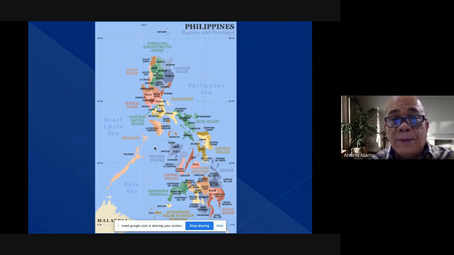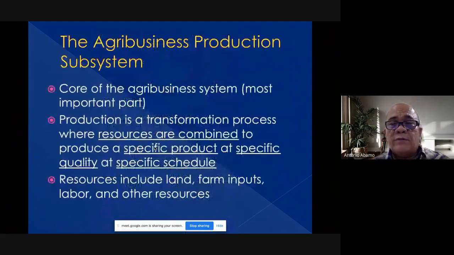Now, the Philippines is composed of 30 million hectares, but not all of these 30 million hectares are suitable for agriculture. I will show you in a short while the divisions and the allocations of these 30 million hectares comprising the Philippine archipelago.